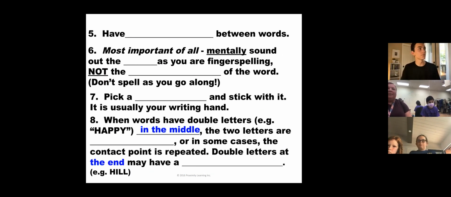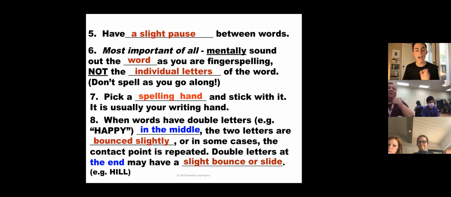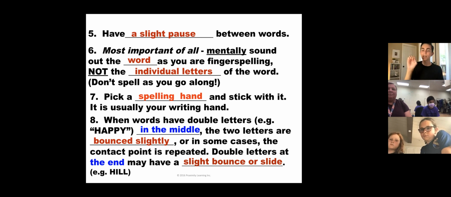All right, and then here are a few more tips with fingerspelling. Have a slight pause between your words. So my name is Jett Palmer. When you have a first and last name, you want a small pause in between the words to indicate that they're separate. So I'll sign my name, J-E-T-T. I'll do a slight pause, P-A-L-M-E-R.